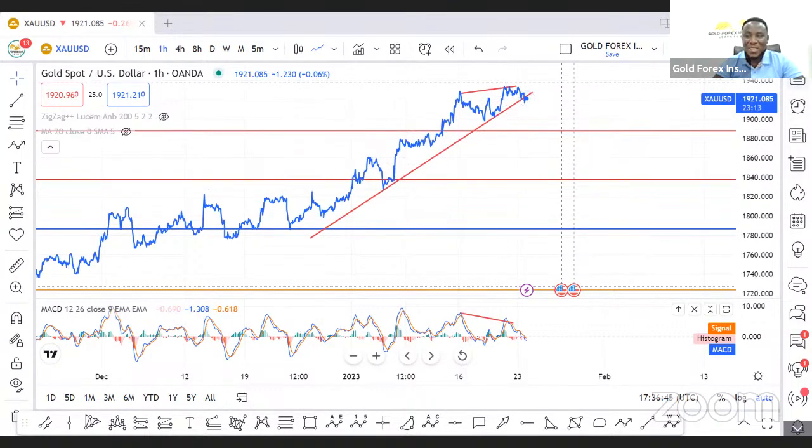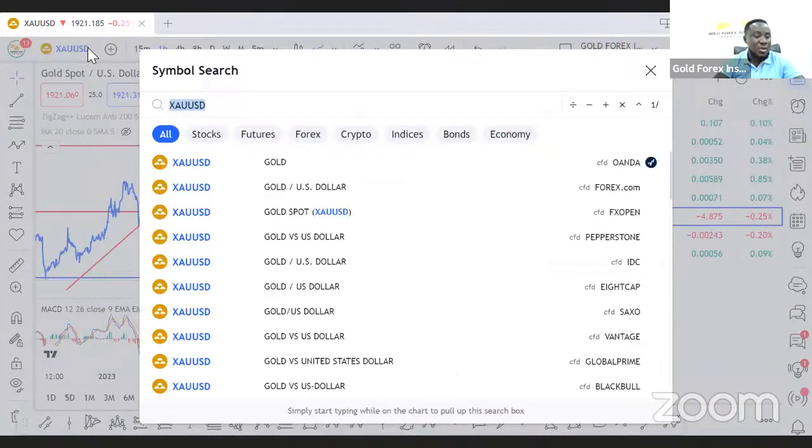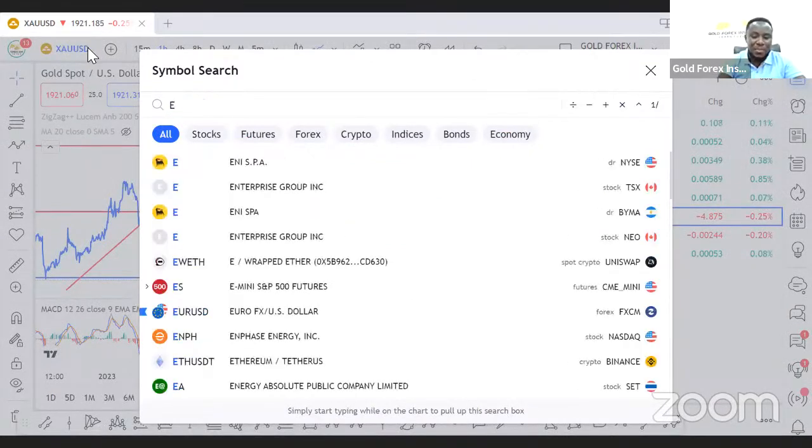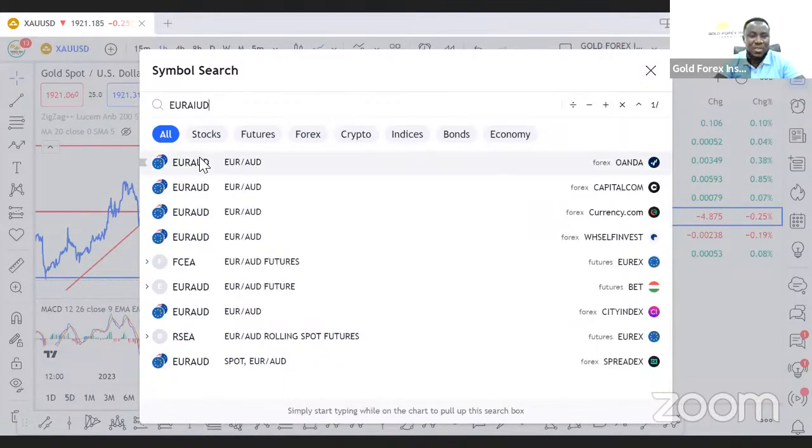So I think I'm done with almost. Is there any pair that you want us to look at? Because I'm done with almost all the dollar pairs. Let me see Euro AUD. I'm just picking random Euro AUD.